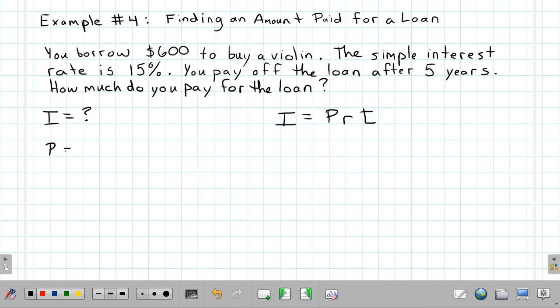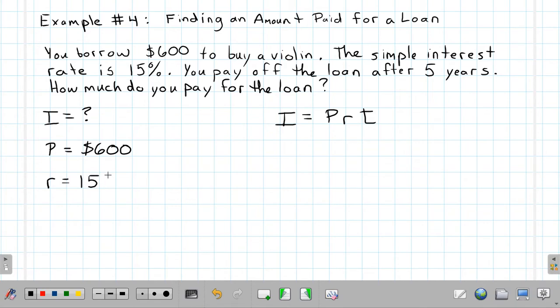Do we know the principal? Well, how much did you borrow? How much did you initially borrow for the loan? Well, you borrowed $600, okay? So the principal on the loan in this case is $600. The rate on the loan, and you'll see why I say this in just a second, is a really high rate, actually, 15%. So if you're getting a loan for 15%, that's actually a really high rate.